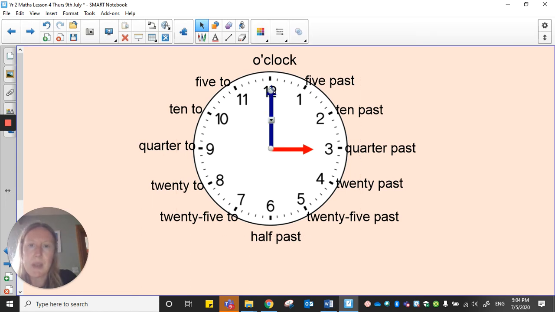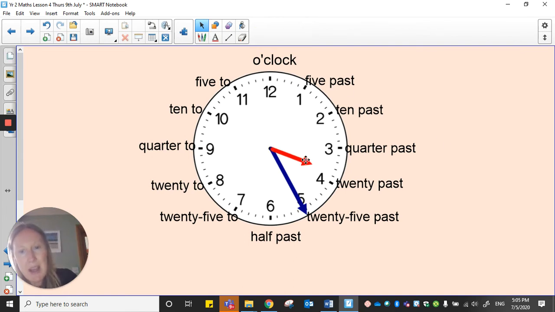Okay, let's go for another one. Okay, so we've got the labels there to help us. Now this is where those of you who haven't done the hour hand, we've got to think about, are we on the past side, at which point we're looking at what hour it has gone past. So this has gone past the 3. If it's on the 2 side, then we've got to look at what hour it's coming up to. So it's coming up to the 4.